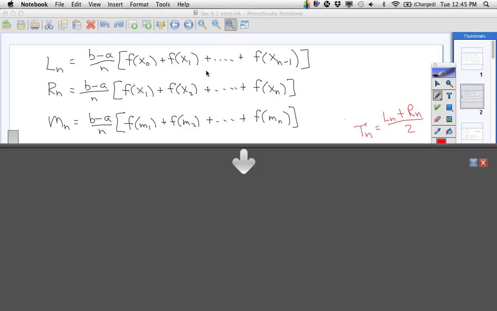Now, how many of these are there? How many of these heights are in here? There's n. There's n items in here. So if I'm doing an L3, I should have 3 heights in there. And if I'm doing an R3, there should be 3 of those in there. And the same thing with an M3. I should have 3 things in there, right? 3 heights, because I've got 3 rectangles. All right, now.